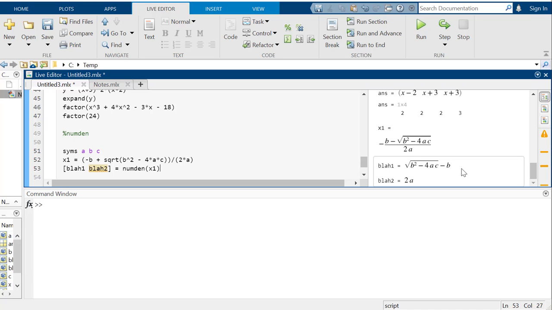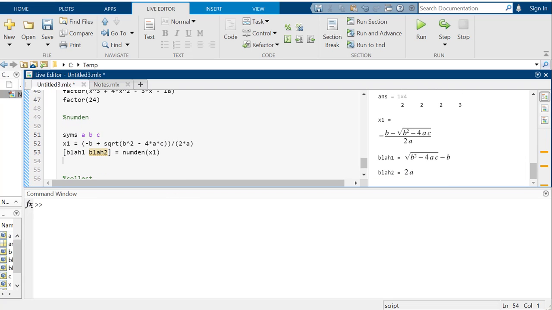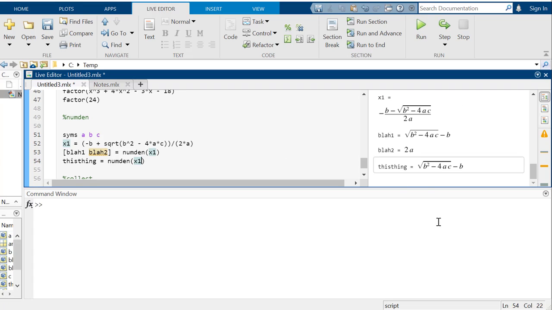Well, now it put it back in, so it left that negative on the top, and it just put it in a weird order. I don't know about you, but seeing the quadratic equation in that order kind of freaks me out. Let's see what happens if I just do it as Numden x1, and see what kind of output we get differently.